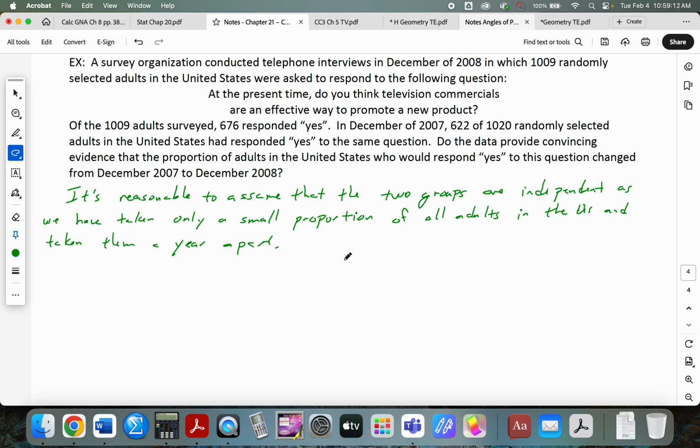All right, so the two groups have to be independent of each other. Next, random. So are these random samples? As stated, yes, randomly selected. As stated, each of these samples is random, or each of these is a random sample.